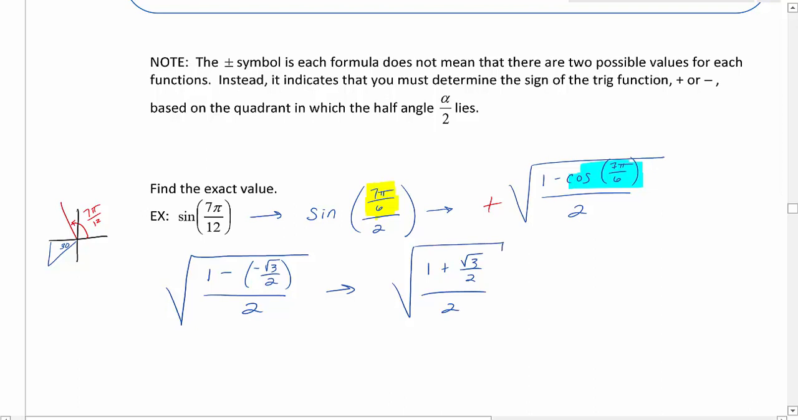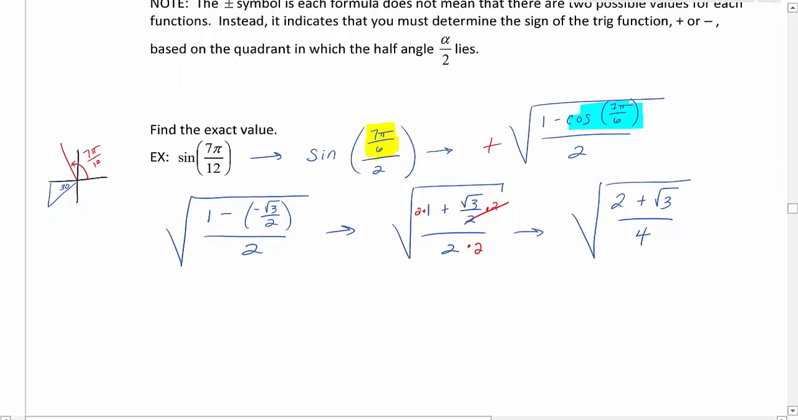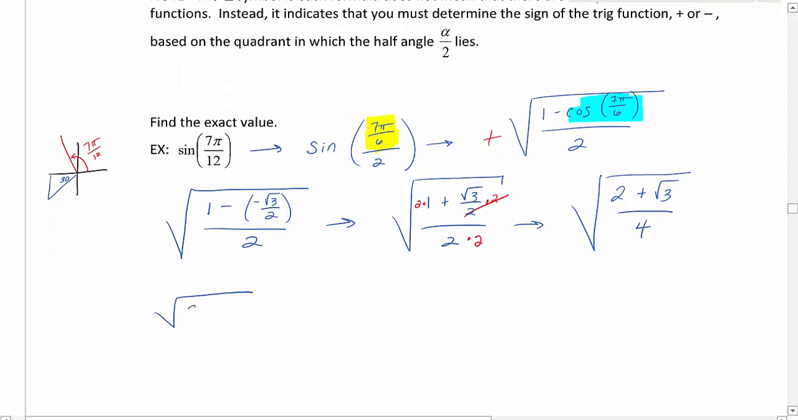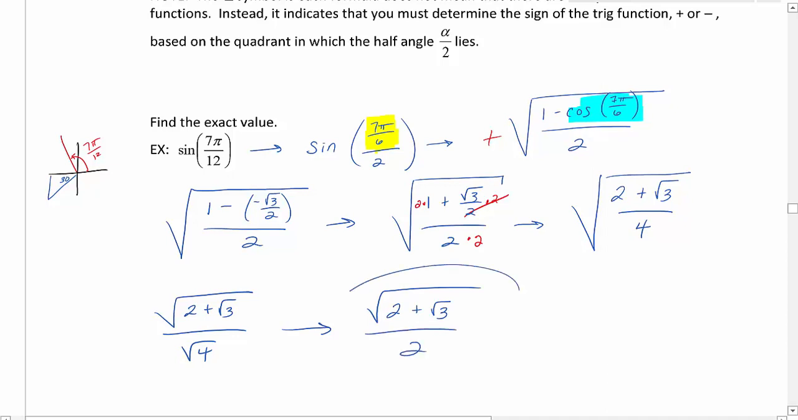And then we want to simplify the complex fraction inside the radical. We'll do that by multiplying everybody by 2. That gives us the square root of 2 plus the square root of 3 over 4. And then we'll use our quotient rule for radicals and break this up into the square root of the numerator over the square root of the denominator. We get a final answer of square root of 2 plus square root of 3 all over 2.